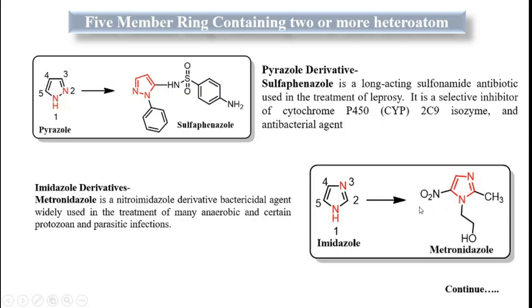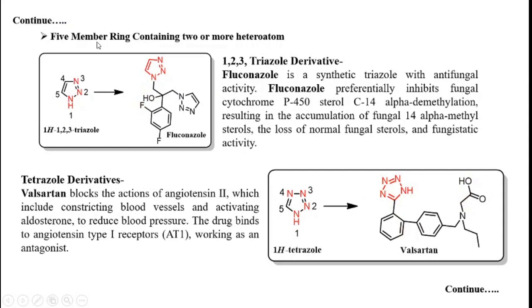Next one is a five-member ring containing two or more heteroatoms.